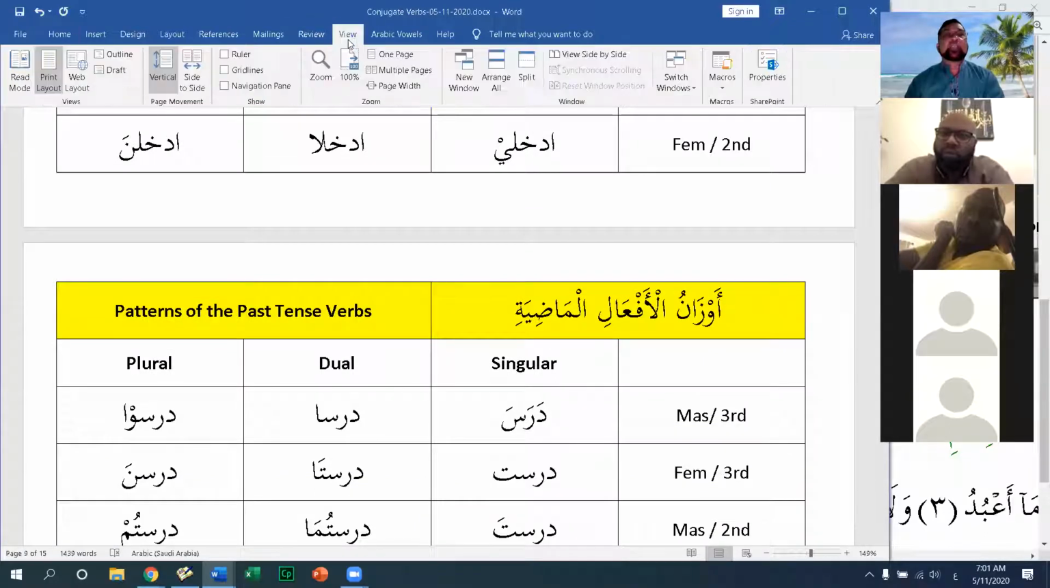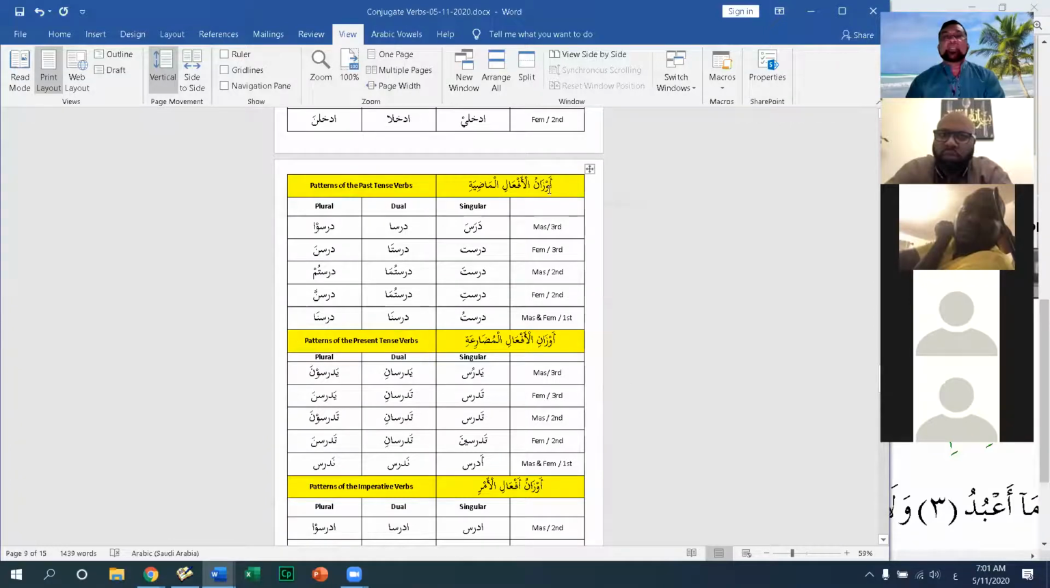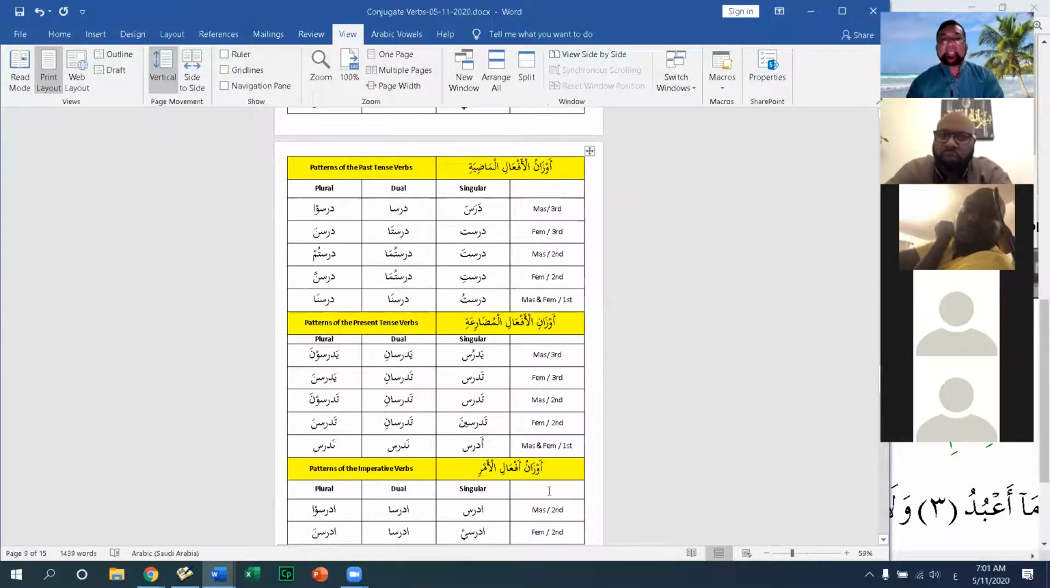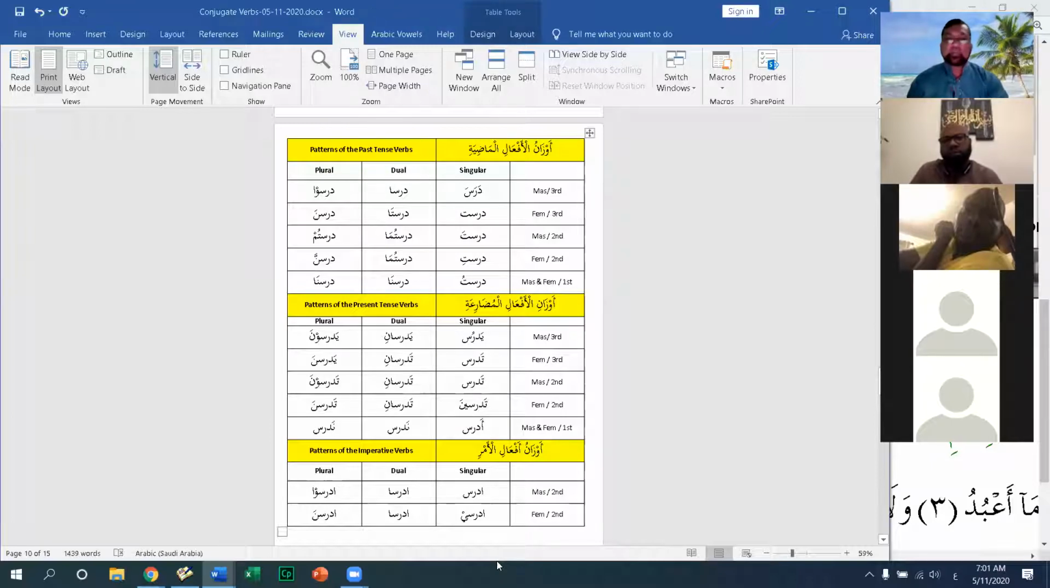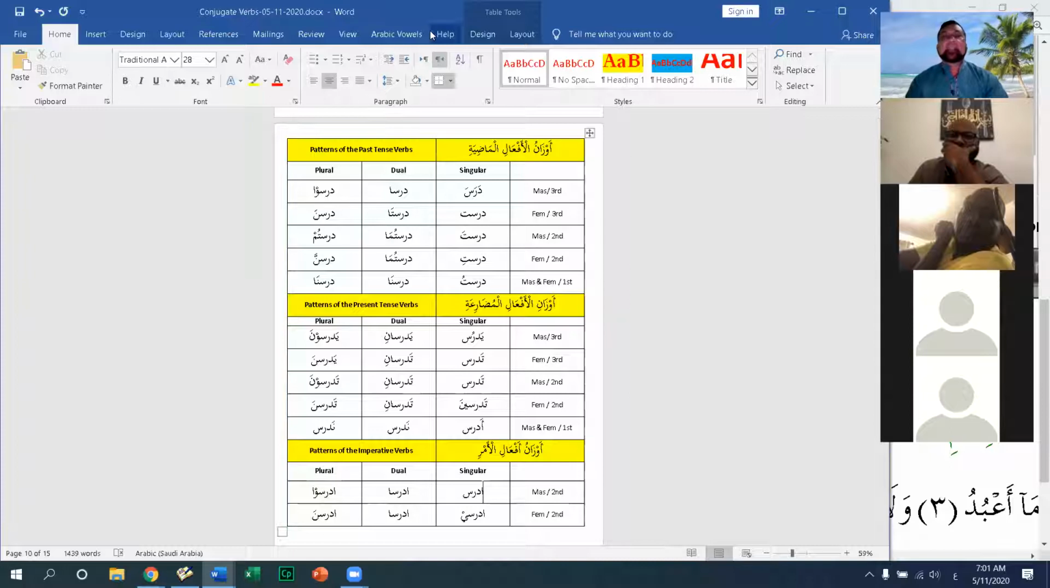So if we do a page view, you'll see the past tense, present tense, and command, like this. Fill in all the vowels so I know. Don't write in the vowel for the command form, but you need to know it when you pronounce it. That's an assignment. Go ahead, Ane.